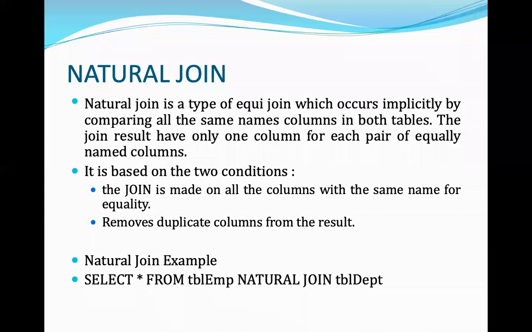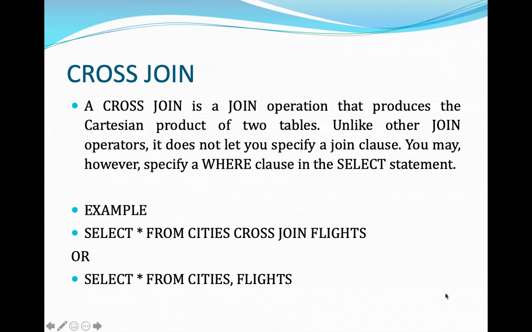So when something is common in both tables and you want to put the equal to condition, then we don't have to write the ON condition. For that we use the natural join. The next type of join is called cross join. The cross join is a join operation that produces the Cartesian product of two tables.